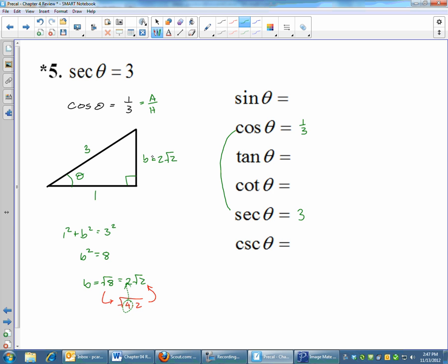And then once you get your triangle drawn, the rest is simply SOHCAHTOA. So sine is opposite over hypotenuse, so that'll be 2 root 2 all over 3. Cosine we knew. Tangent is opposite over adjacent, so that'd be 2 root 2 over 1. Cotangent, you flip tangent, so 1 over 2 root 2. Secant we already had because we flipped cosine. Sine and cosecant are reciprocals, so cosecant would be 3 over 2 square root of 2. And there's your answer for number 5.